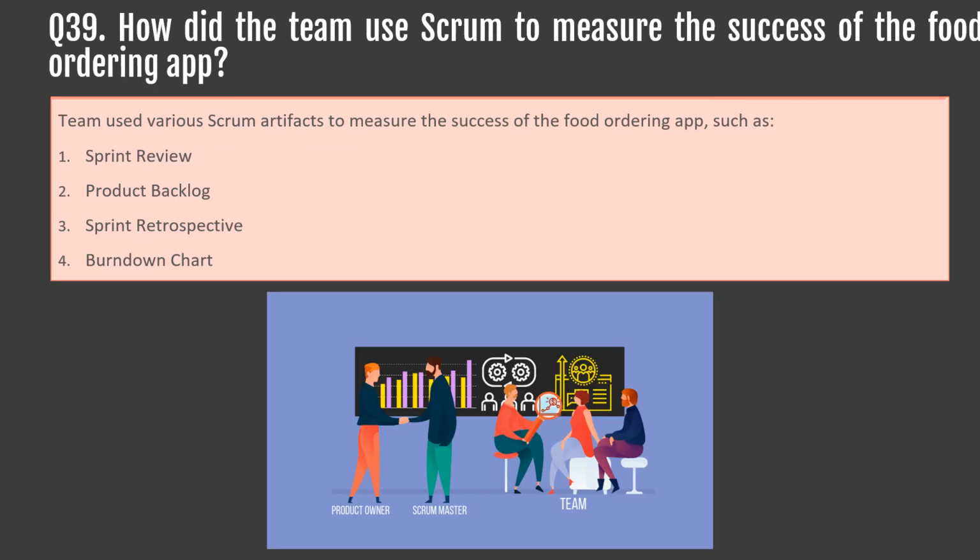Question number 39. How did the team use Scrum to measure the success of the food ordering app? The team in the case study used various Scrum artifacts to measure the success of the food ordering app, such as product backlog. The team created and continuously updated the product backlog, which served as a list of features and requirements for the app. They prioritized the items in the backlog based on the value they would provide to the company and customers.